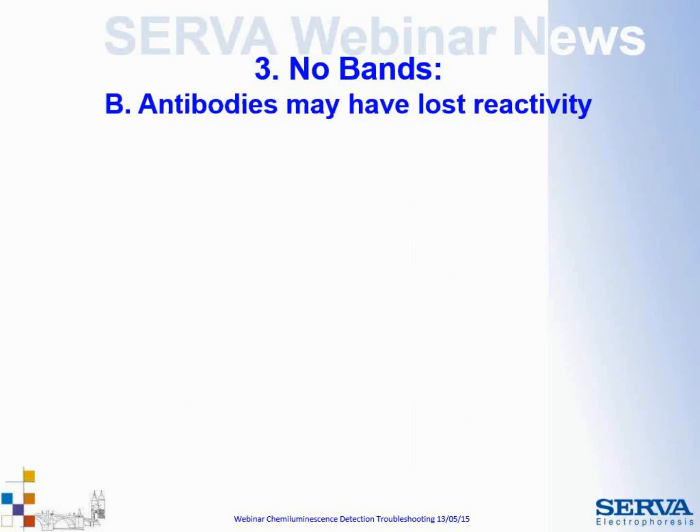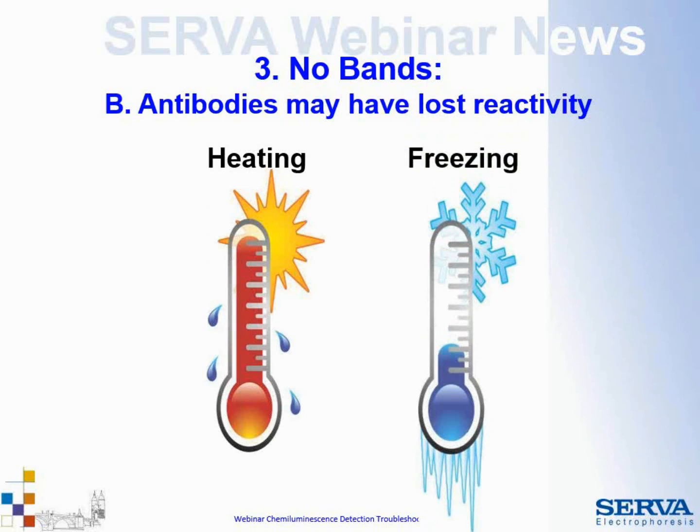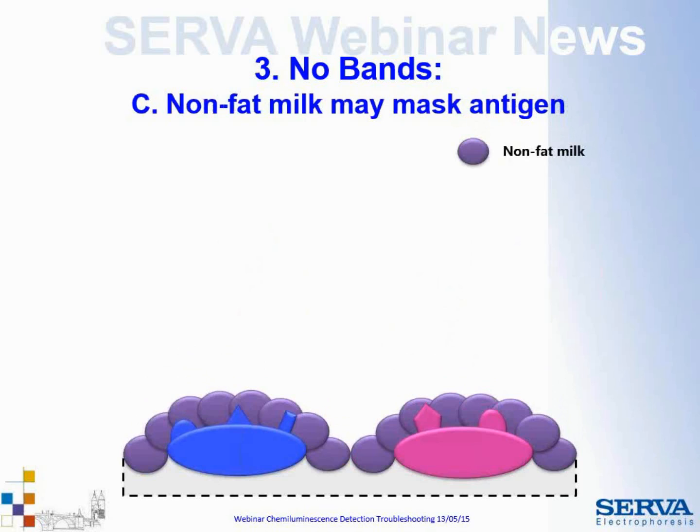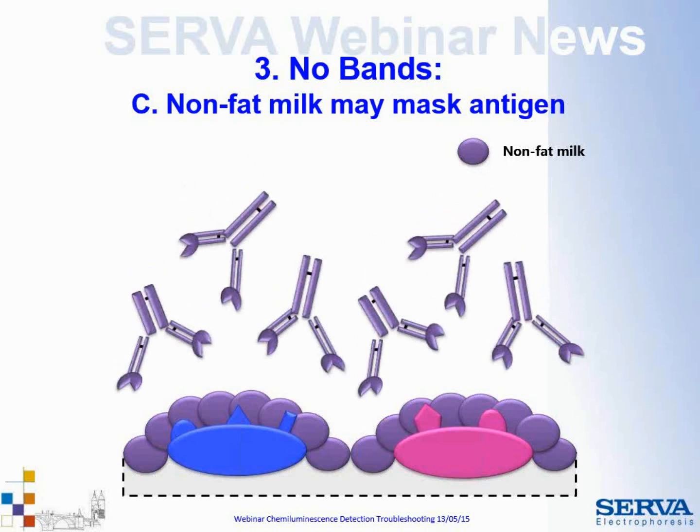Another reason for no bands is that the antibodies may have lost reactivity. Antibodies are also sensitive to heating and freezing. The effect on the antibodies is the same. They are not very well soluble, and so you have insufficient detection. The blocking reagent, the non-fat milk, may mask your target protein or the proteins at all, and then binding of the antibody is blocked.